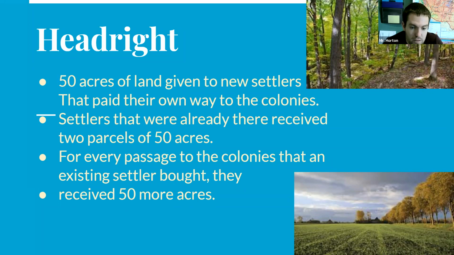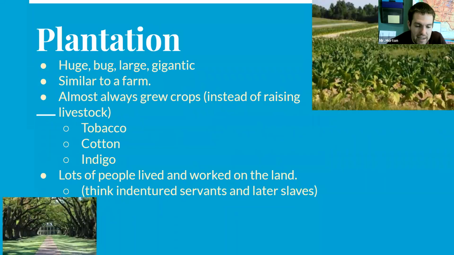So if you were rich and able to buy your own ticket to sail back and forth between Europe and the new colonies, then you would get more and more land to control. And the more land you had, the more land you were able to use to grow crops. You could sell those crops for money and become richer that way. So that's the headright system: having enough money to get land. That answers number 4. You have 50 acres.